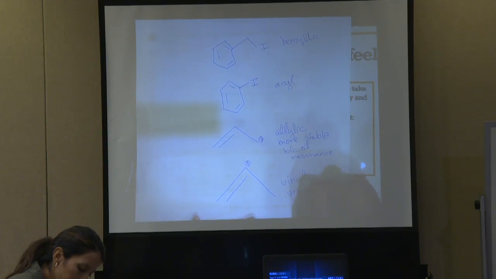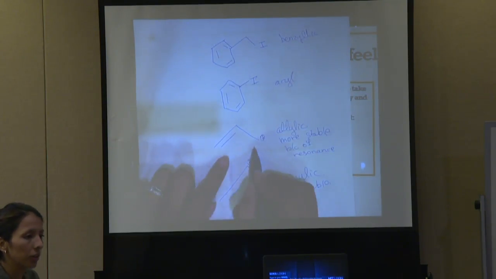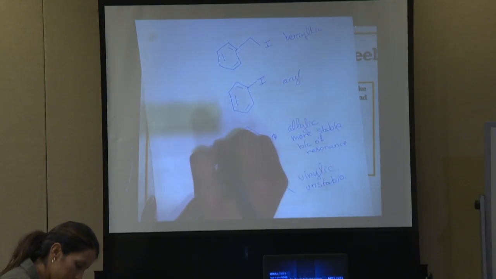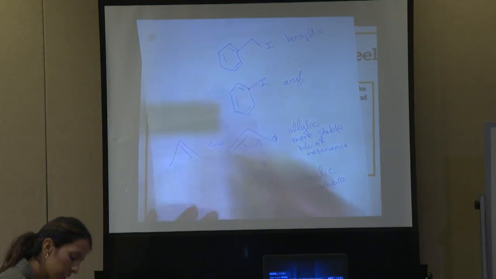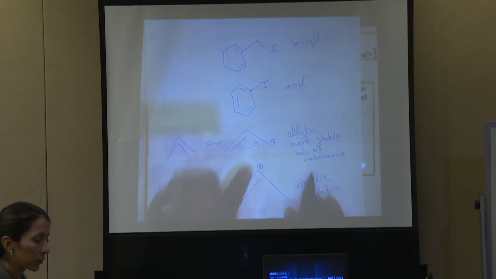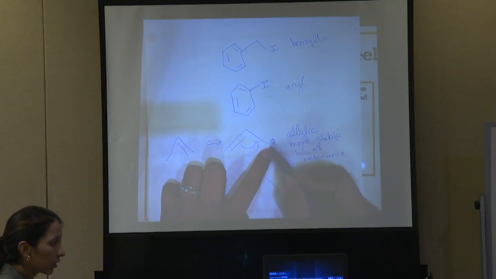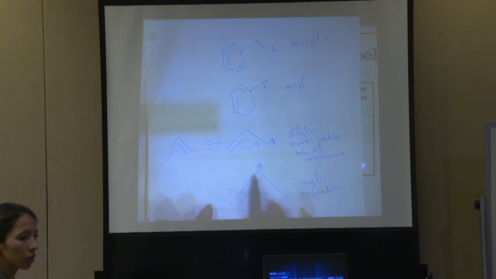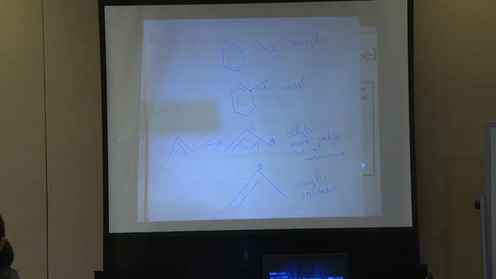Cool. So what will the resonance structure look like here? Awesome. You guys are going to do great. Do I have a resonance structure here? So you see the difference in positions, right? The allylic position is one away from the carbon. Vinylic is right on the carbon that's participating in the double bond. Does that make sense to everybody?